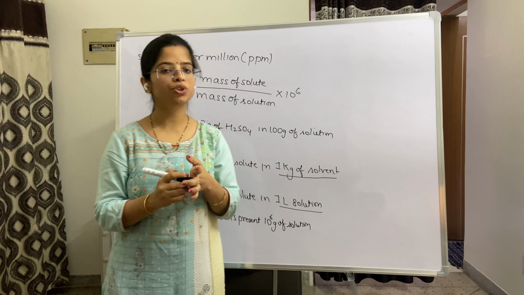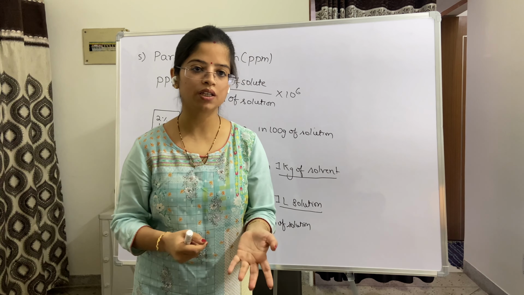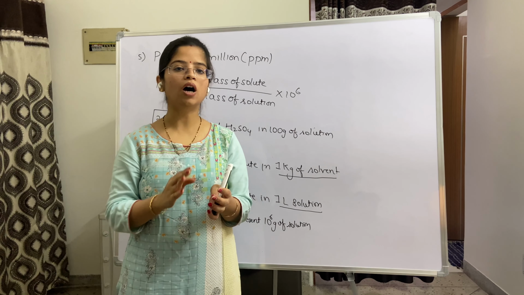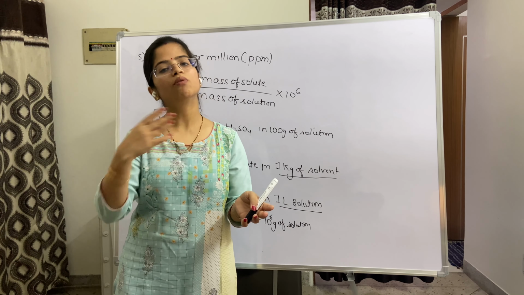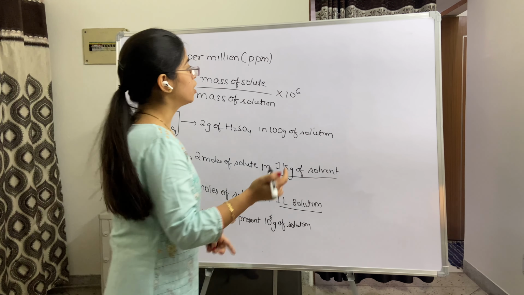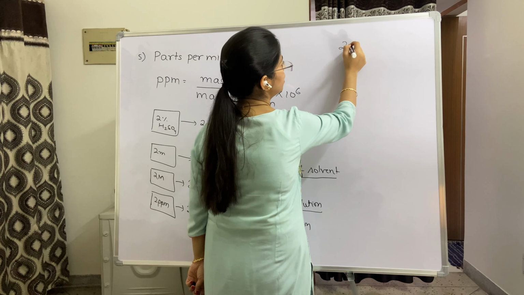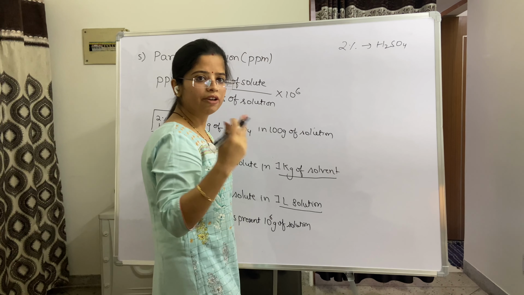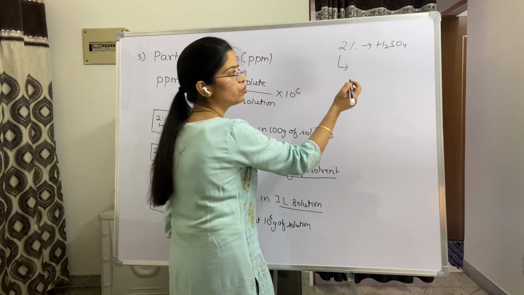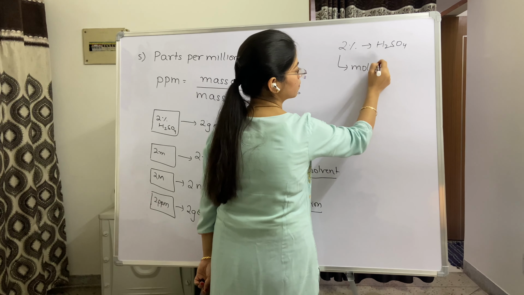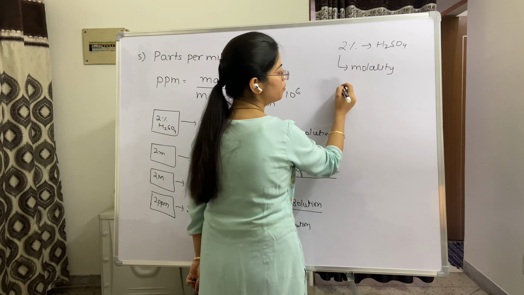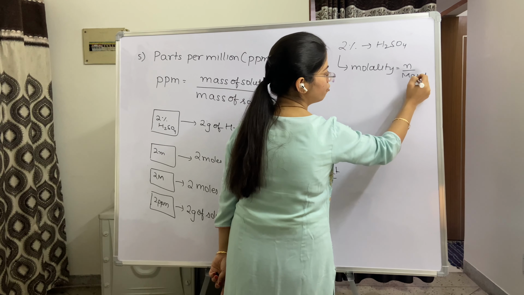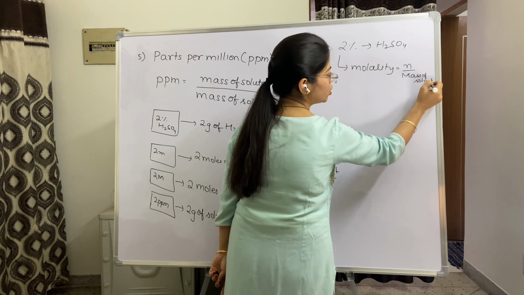Actually, whenever a question comes, they will give you the mass percent, or the concentration will be expressed in ppm, and they will ask you to convert this concentration to molarity or molality. For example, let's say you have a 2% H2SO4 solution, and I want to convert this 2% H2SO4 to molality. What can I do? Molality is basically number of moles of solute divided by mass of solvent in kg.